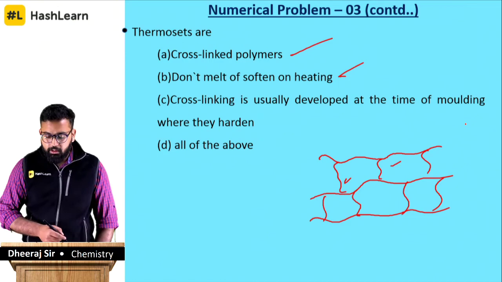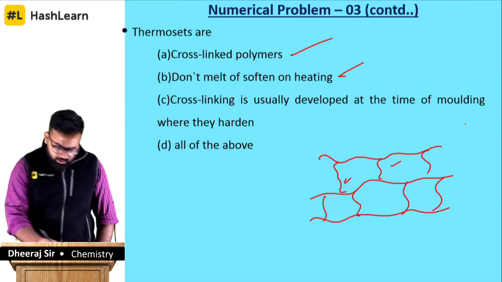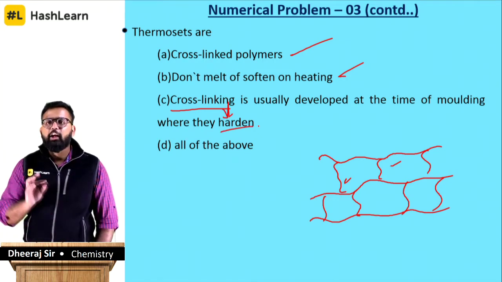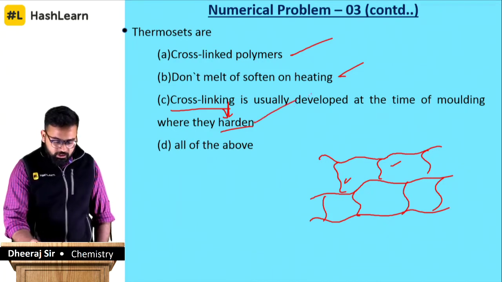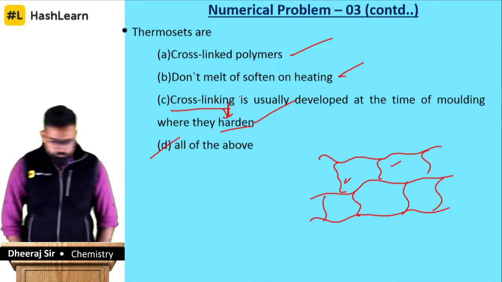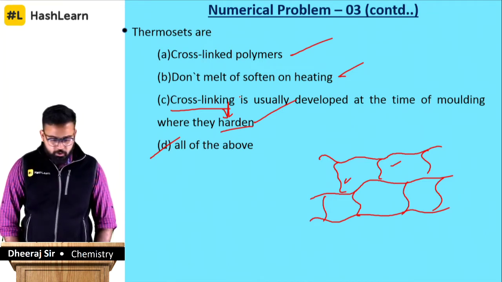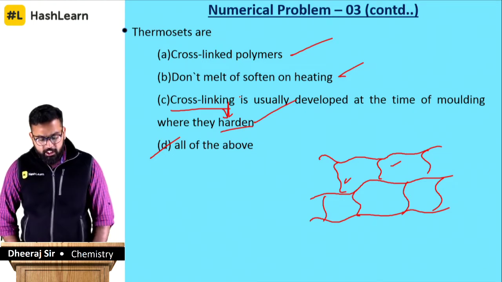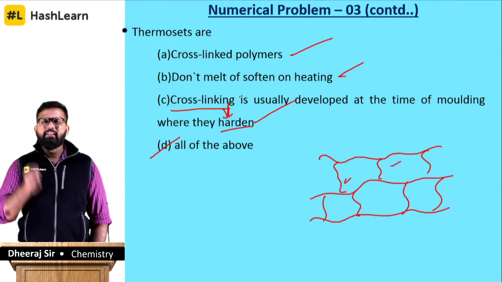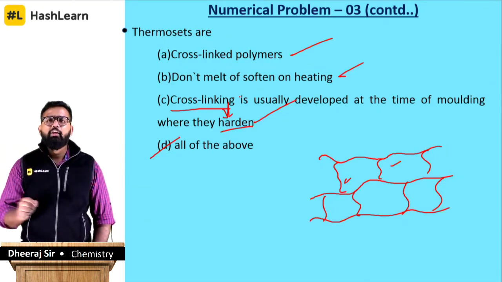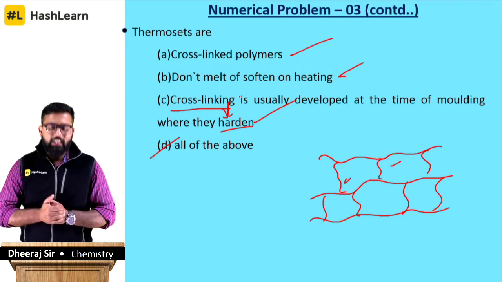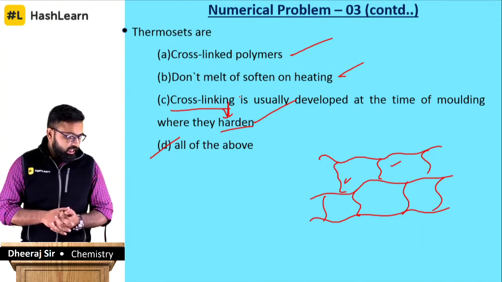And cross-linking is usually developed at the time of molding where they harden. So this itself gives us the answer. Cross-linking leads to hardening. So once it is hardened, it cannot be melted. It is permanently hardened. So this is also right. So the answer is all of the above. So Yogesh, Peru and Sakshi gave us the right answer. Shakir was close. Work on it, guys. I hope you have understood. Cross-linking means hardening, and the name thermoset itself says that once the shape is set or molded, you'll not be able to soften or melt it and reshape it. Therefore, all of these options fit perfectly. Option D is the answer.